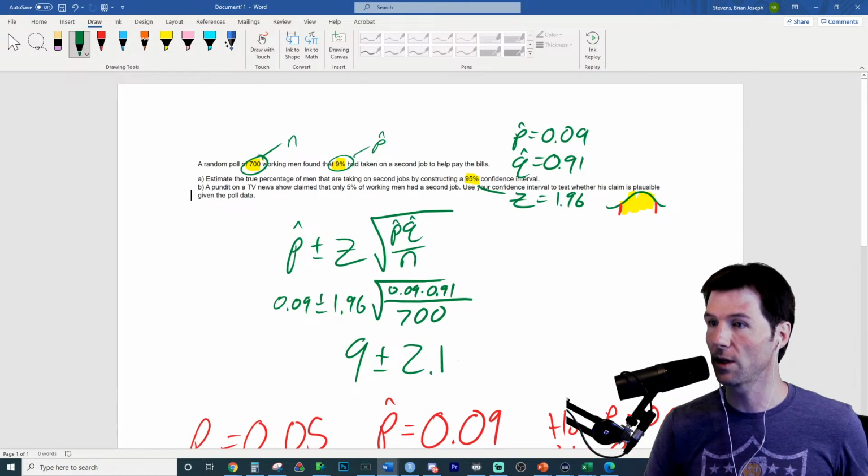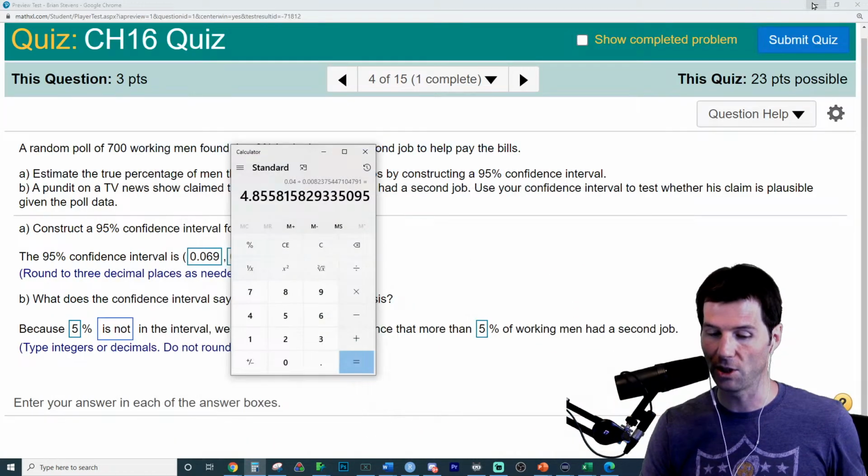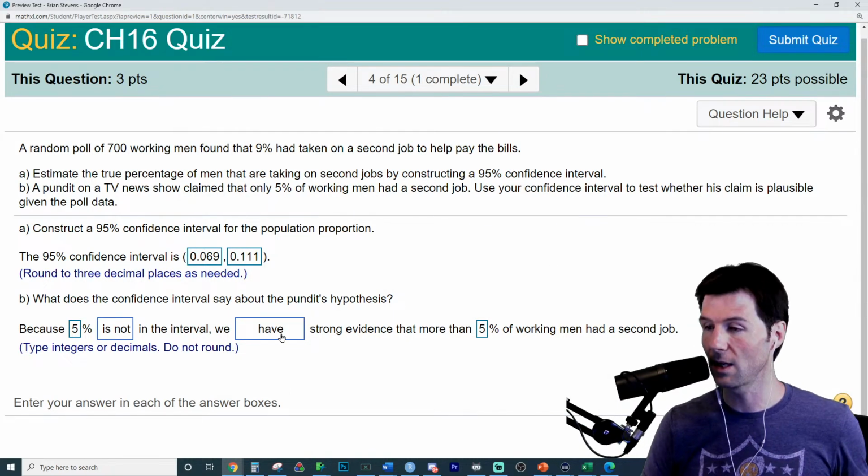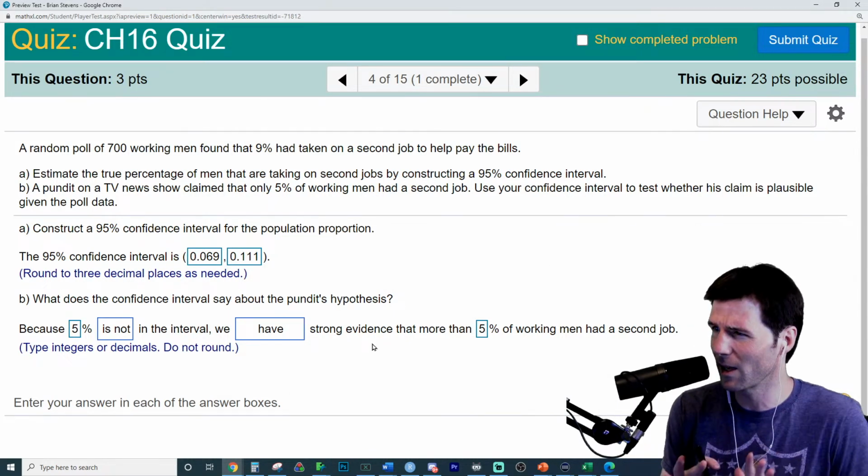And that's what we found over here when we built the confidence interval for the original question. So the same thing could be done right here. We have evidence that more than... Is this making a little more sense?